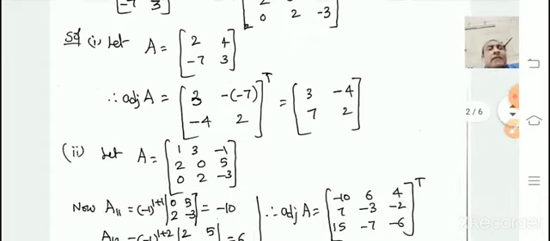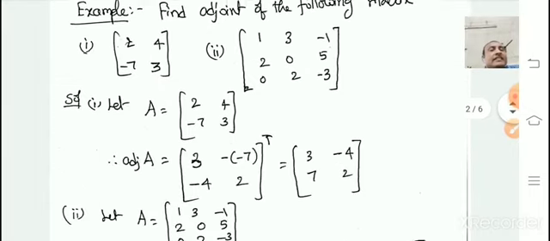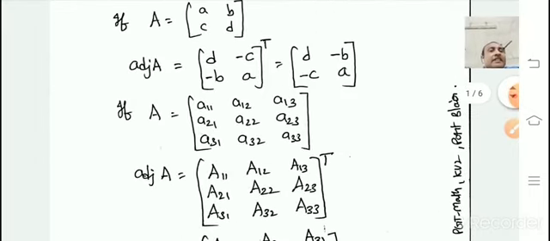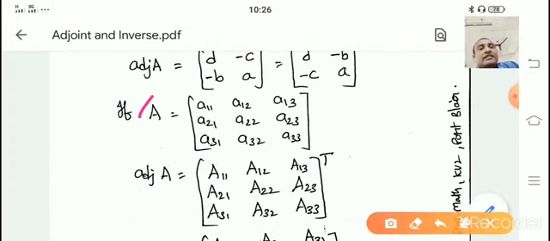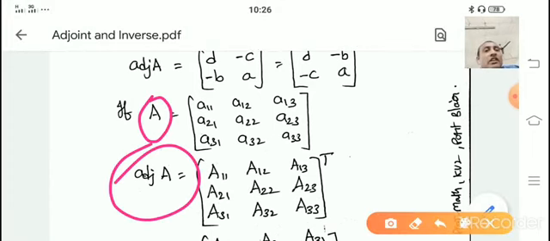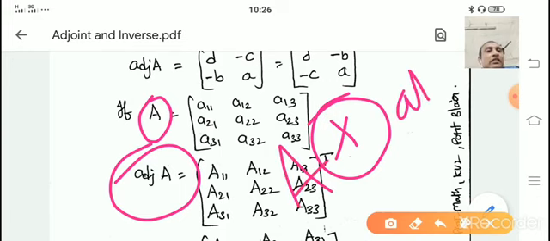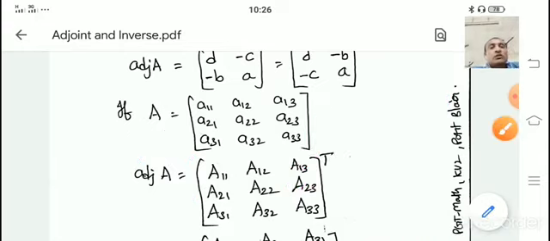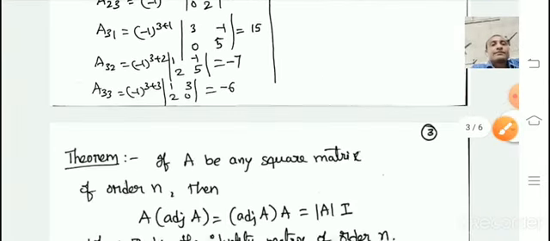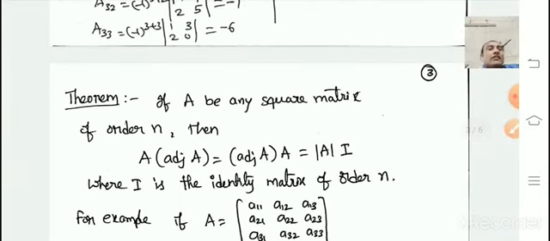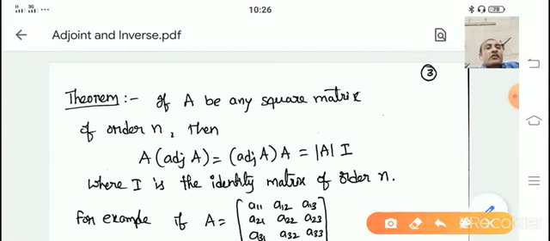See, if you take the matrix A and adjoint A, the matrix A and adjoint A are there. If you multiply A and adjoint A, what is going to happen? Look, if A is any square matrix of order n, then A into adjoint A is equal to determinant of A into I. That is the magic.